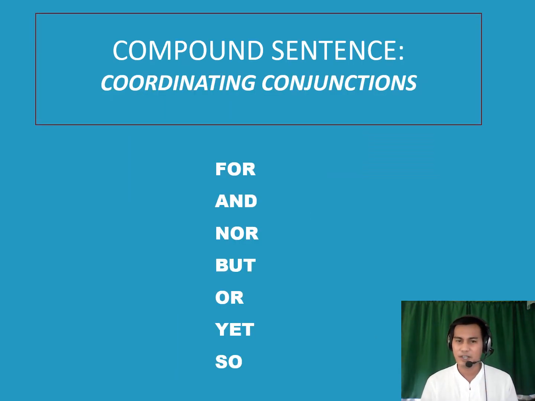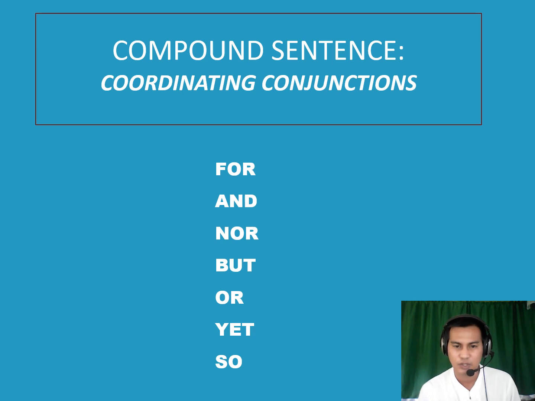Now here are the seven coordinating conjunctions. So the FANBOYS, we call them the FANBOYS. You have to memorize this really. These are the coordinating conjunctions. If you see these coordinating conjunctions in a sentence, joining two simple sentences together, then that goes to show that the sentence is a compound sentence.